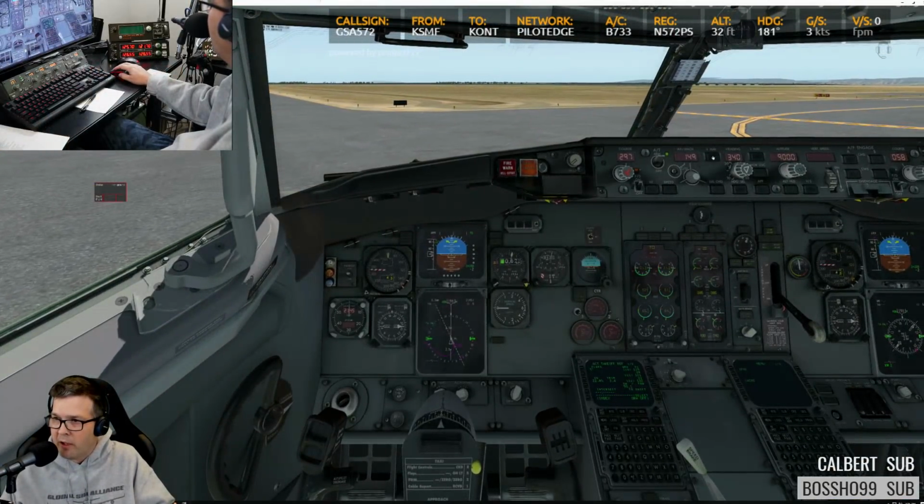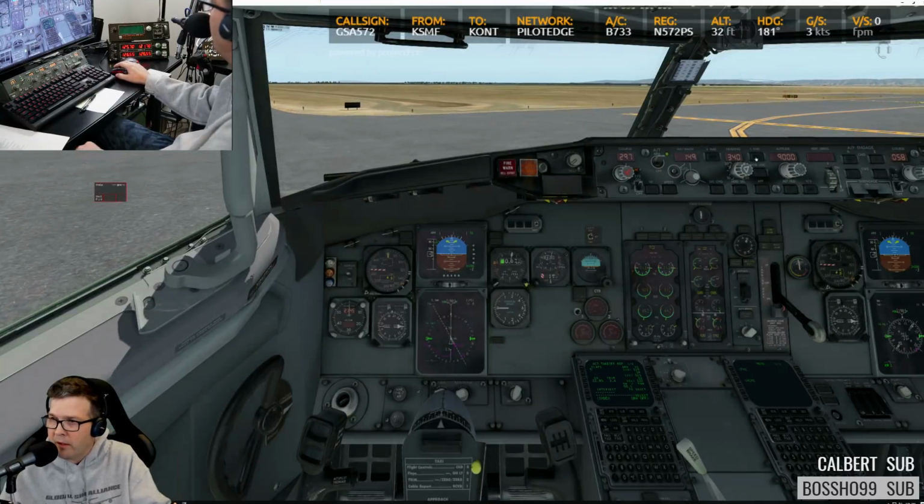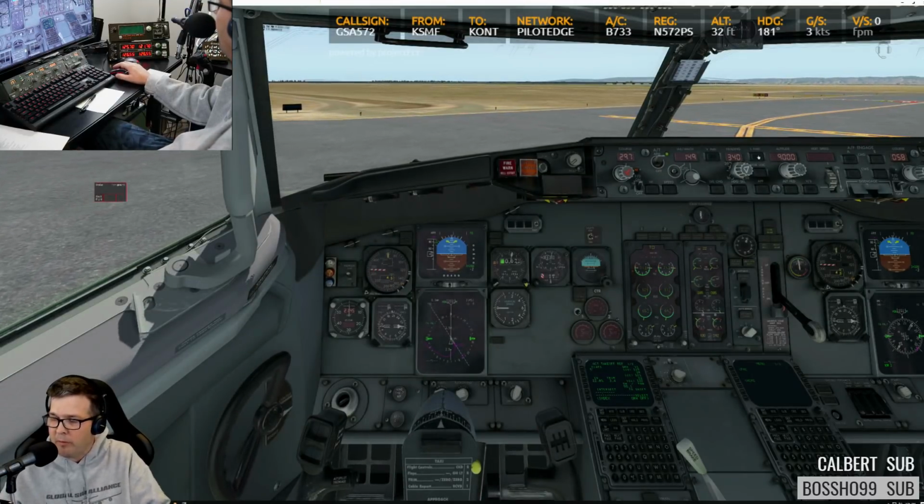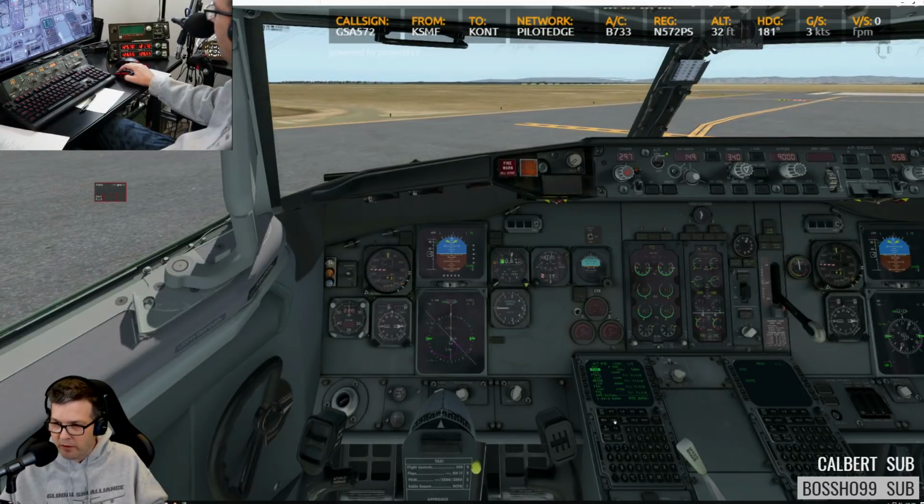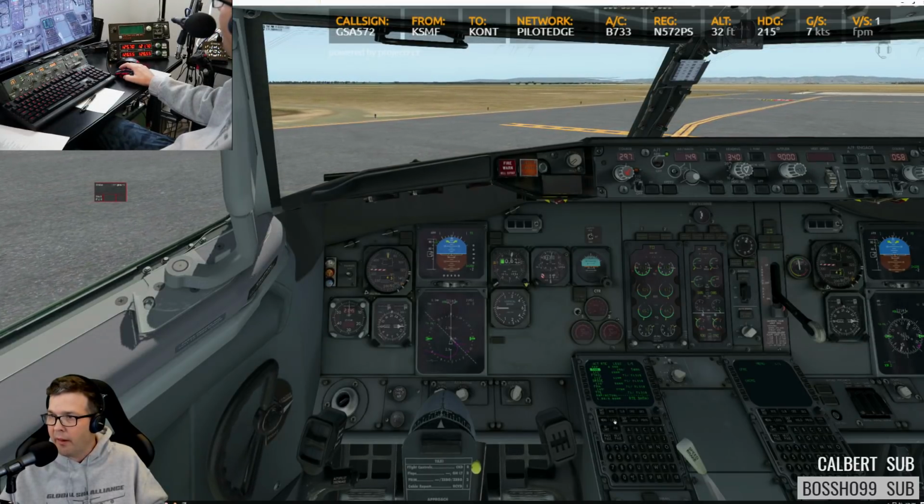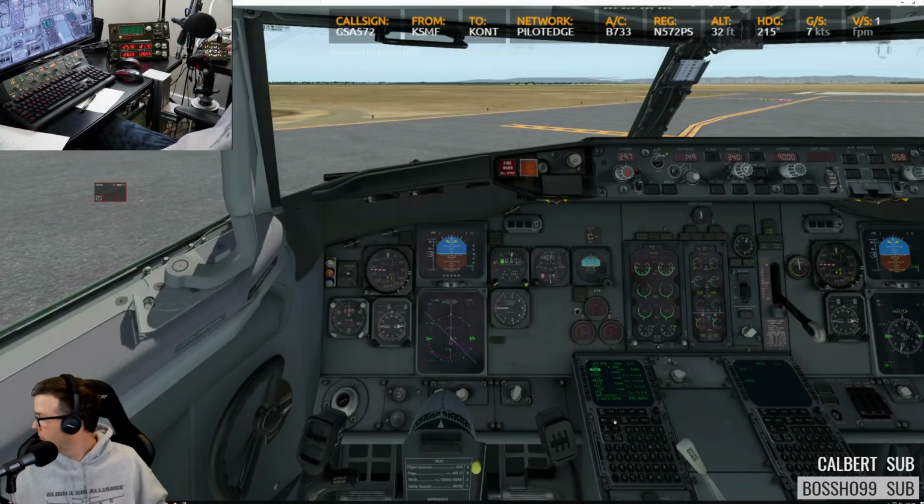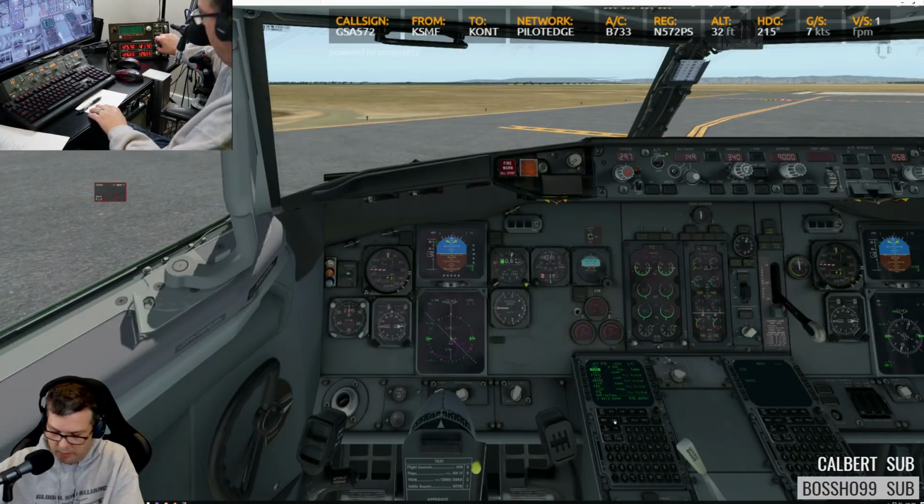For some reason, I still can't arm VNAV and LNAV, but that's probably because I'm not lined up on the runway, maybe. I don't know. We're going to find out. Let's go to the legs page. Yeah, we're good there. Okay. I'm going to put departure in standby.